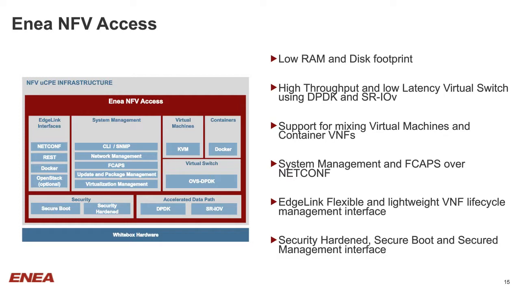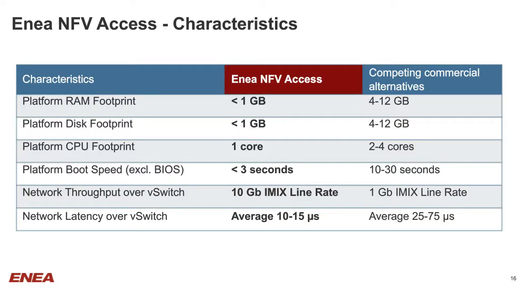So let's look at what this brings us in terms of numbers. Some of these numbers are kind of interesting, right? NFV Access, the platform itself, including the lifecycle management interface I described before, can be compressed down to lower than a gigabyte of RAM and disk footprint. Why is this important? Well, in the UCP use case, memory is currently the most cost-driving component. So if you want to minimize cost, you have to minimize the memory footprint of your platform.